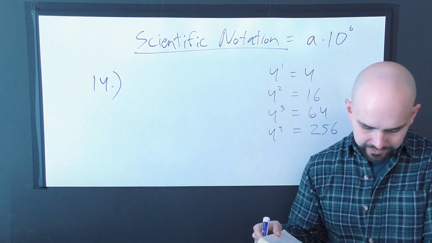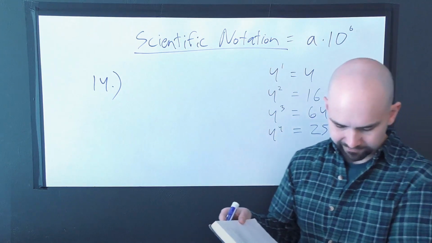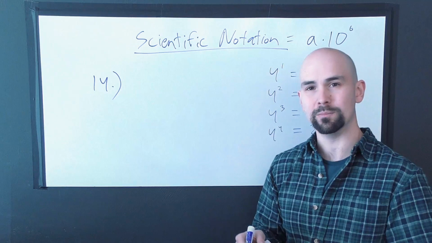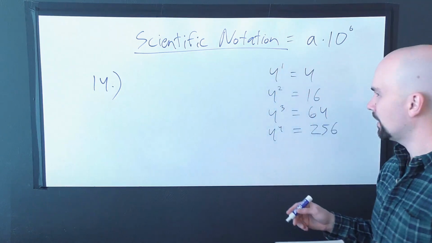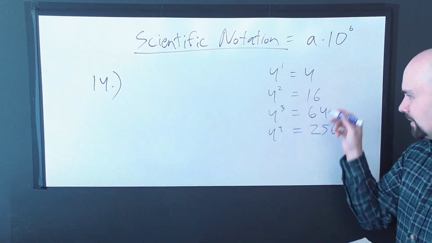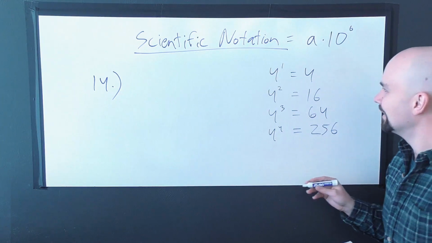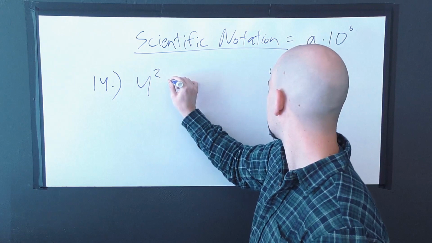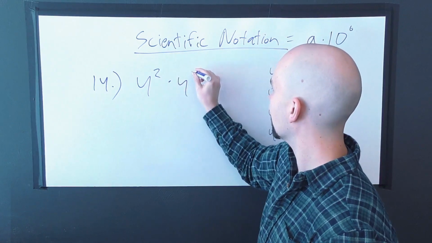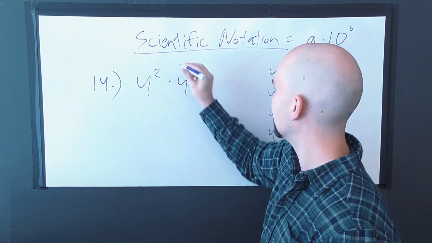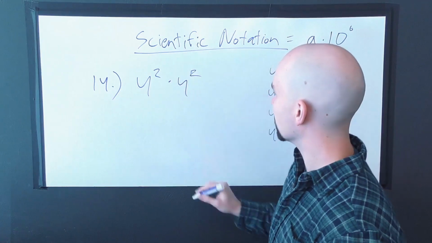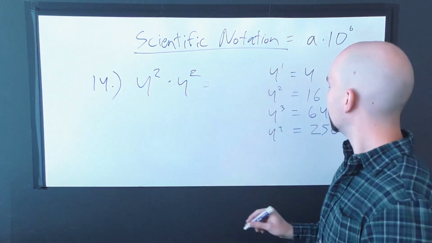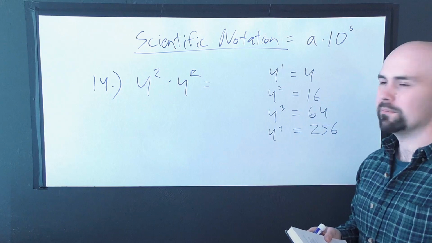So it says, use the table of powers of 4 at the right to find the following products without doing any multiplying. So what I'm going to do is change the problem so I don't have to write a really long table. I'm going to say, what is 4 to the power of 2 times 4 to the power of 2? Make the answer more predictable. All right, so what would that be?